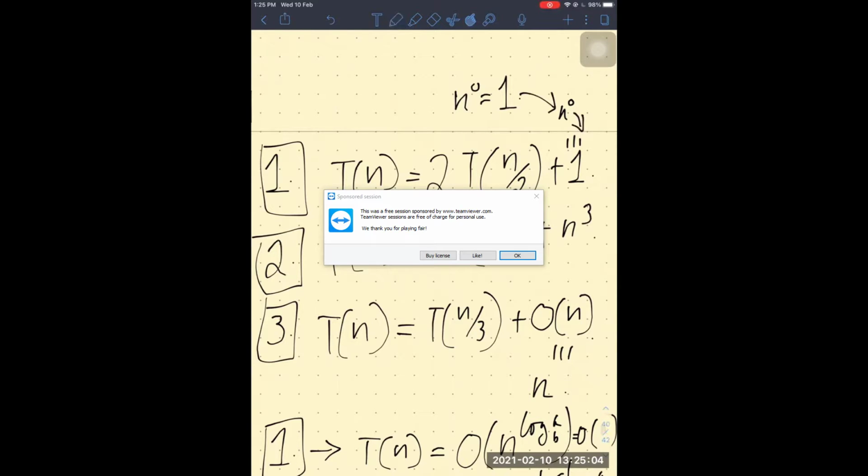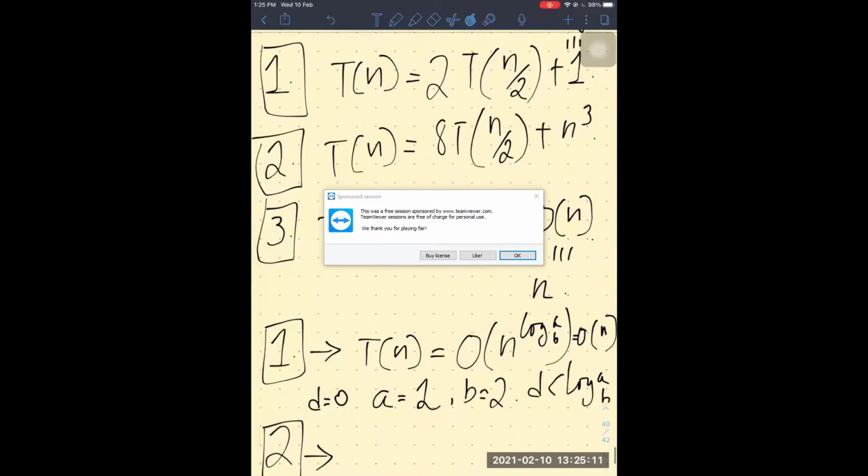For number one, you said it's equal to O(n)? Yeah, because log of a base b is 1. Log of 2 base 2 is 1. So it will be big O of n. Oh, okay, I got it. Any other question regarding this one?